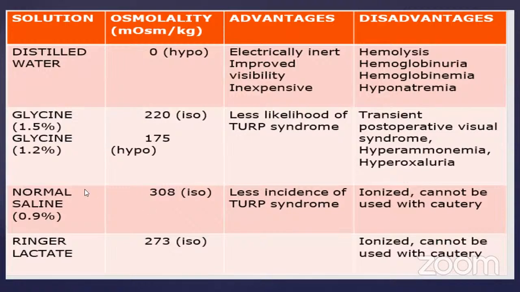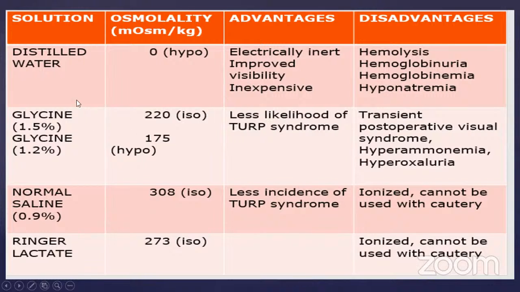The other irrigation fluid is distilled water. The advantage of distilled water is that it is electrically inert, improves visibility, and is inexpensive. But the disadvantages are that it can cause hemolysis, hemoglobinuria, hemoglobinemia, and hyponatremia.